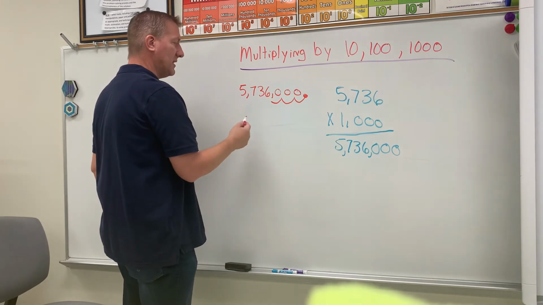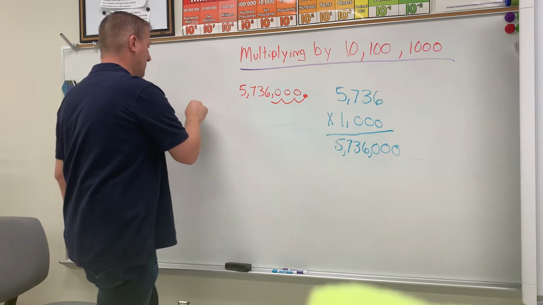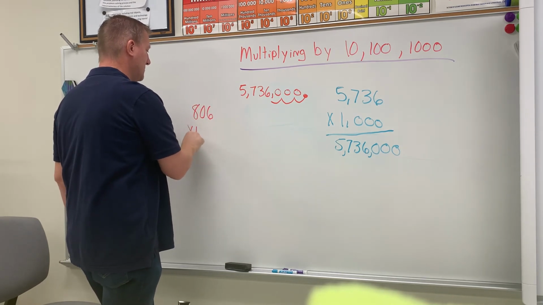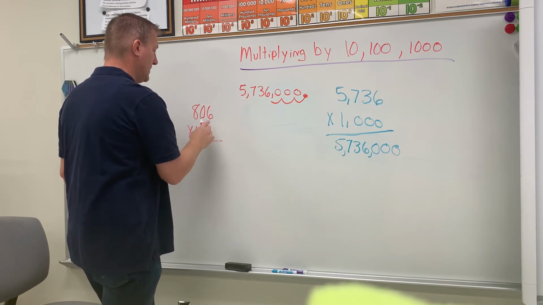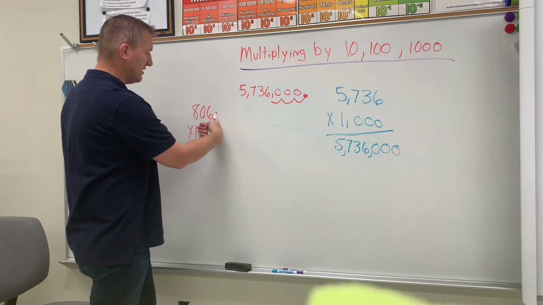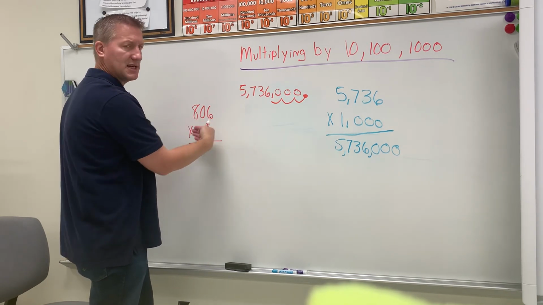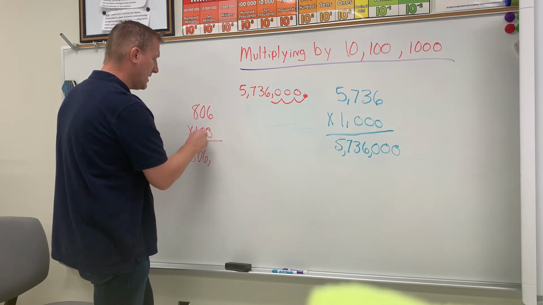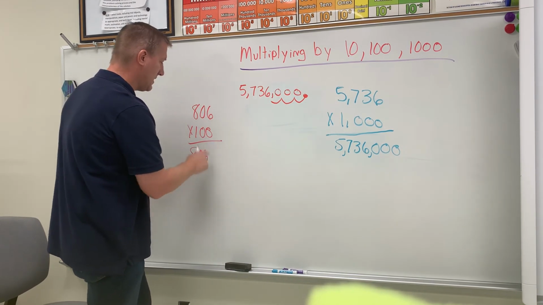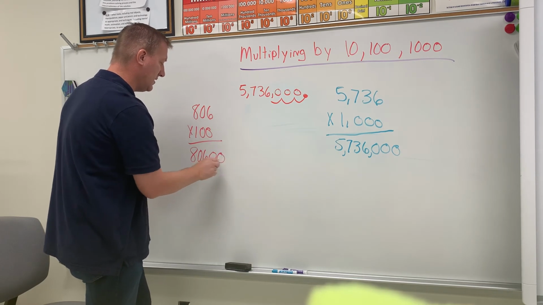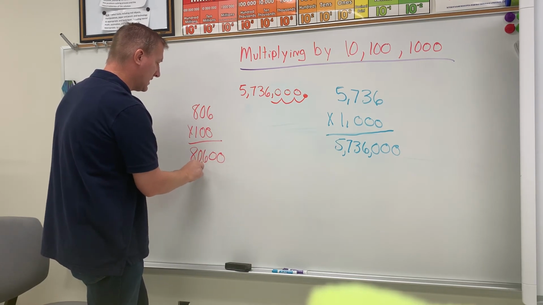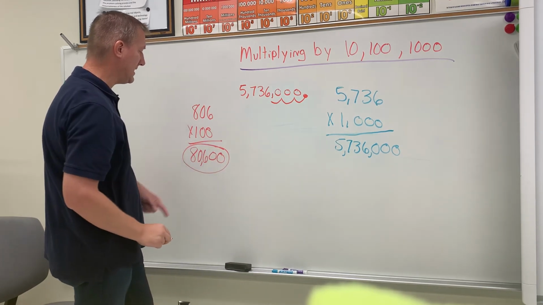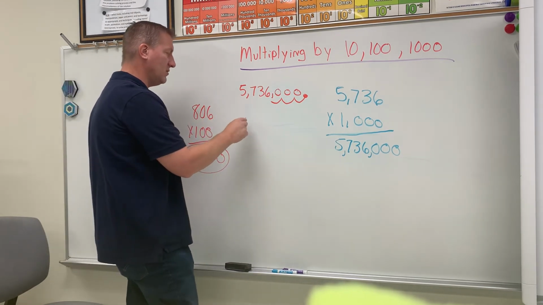So if I'm multiplying times, let's say I'm doing this problem. Let's say I'm doing 806 times 100 over here. So I'm gonna cover up those 2 zeros. What's 806 times 1? It's 806. I'm gonna put 2 zeros on the end. Ones, tens, hundreds, comma. There's my answer, 80,600.